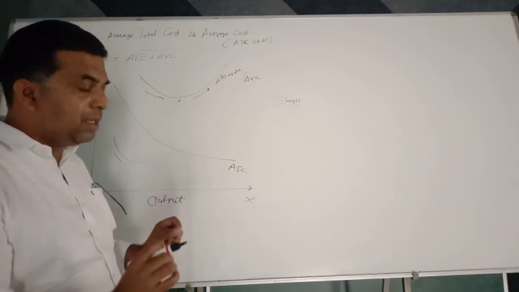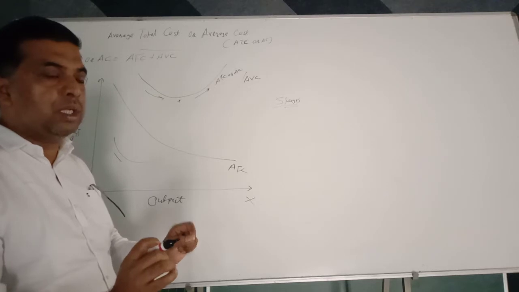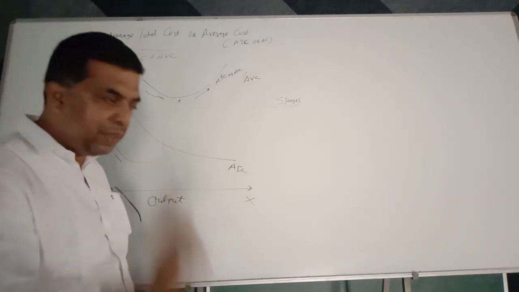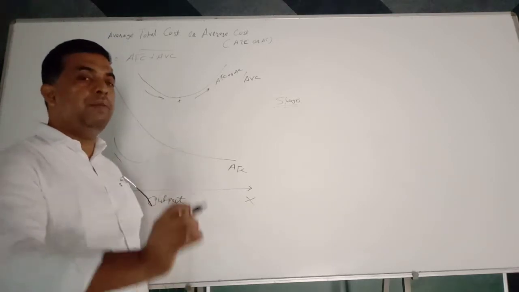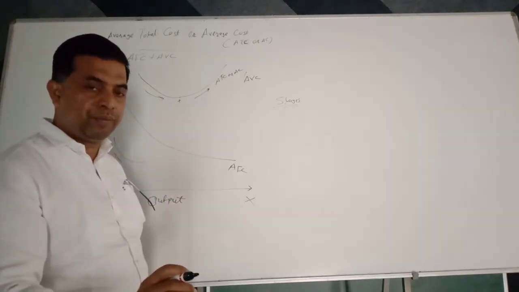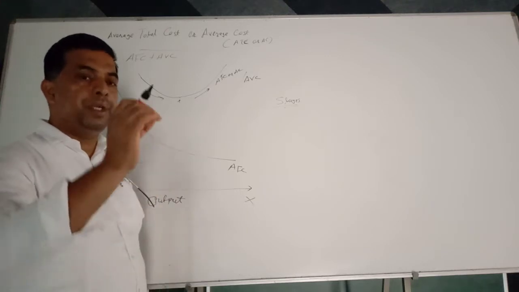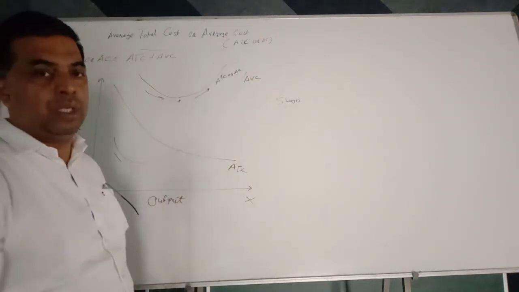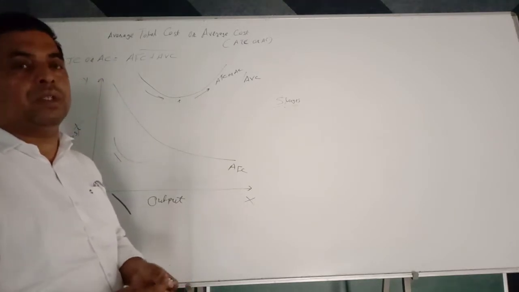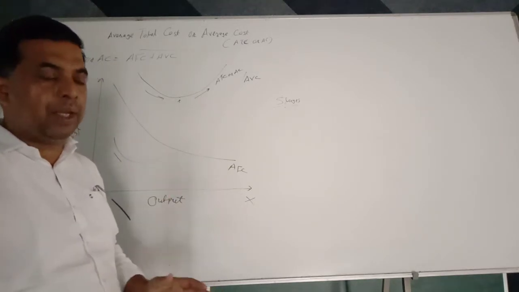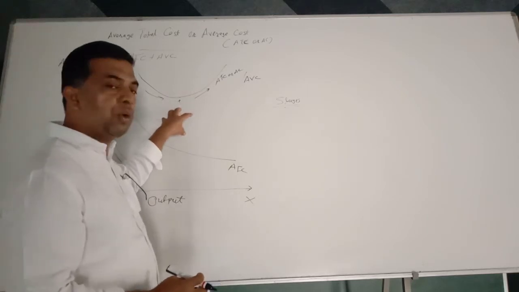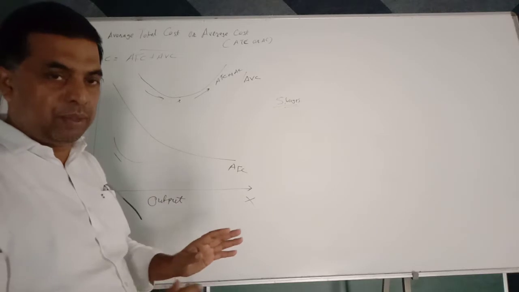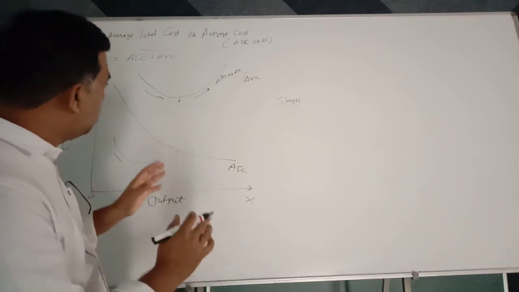Now, as average total cost is summation of average fixed cost and average variable cost, obviously behavior of average total cost depends on behavior of average fixed cost and average variable cost. Average variable cost और average fixed cost का जो behavior है उसके ऊपर ही average total cost का behavior depend रहेगा. Okay, we will try to understand.